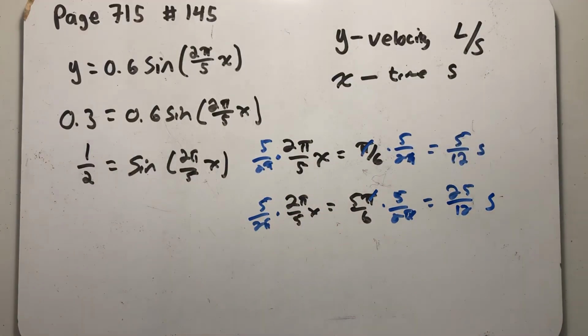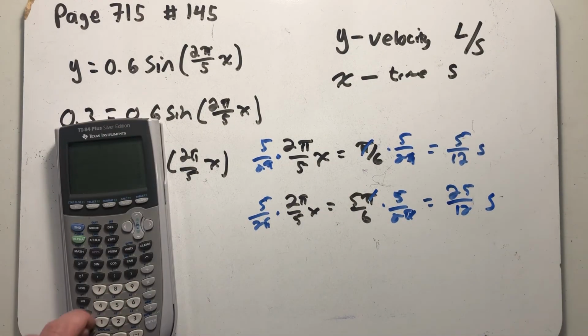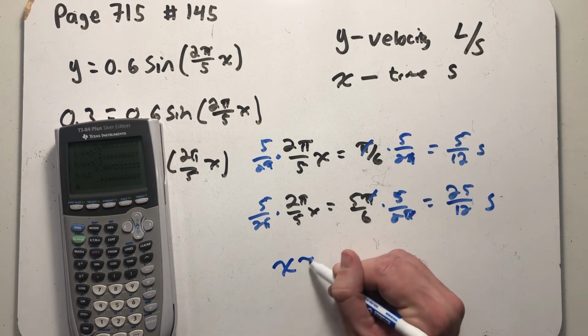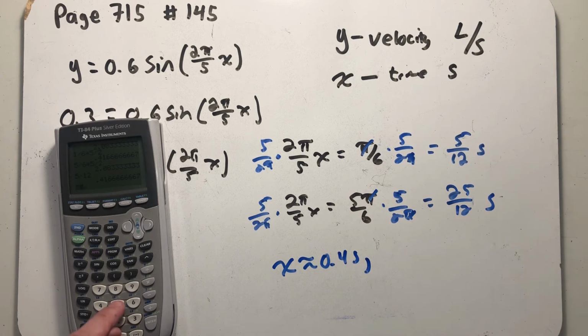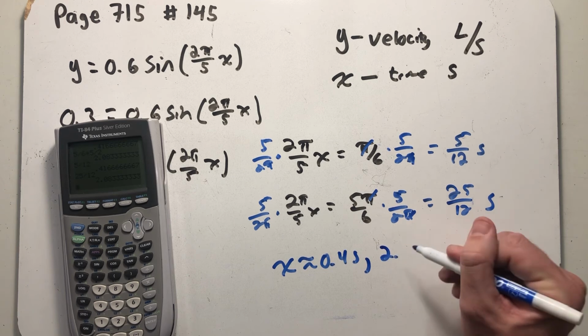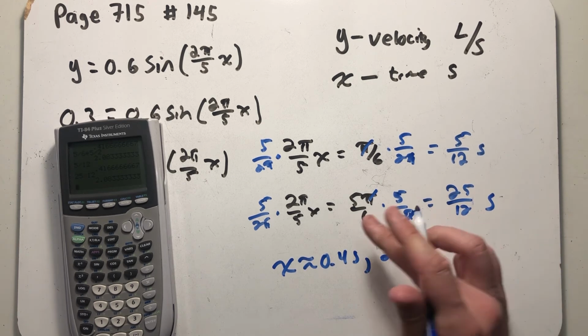But I was asked to round to a tenth of a second, so I'll grab out my handy TI-84, 5 over 12, that's about 0.4 seconds, and then 25 over 12, and that's about 2.1 seconds.